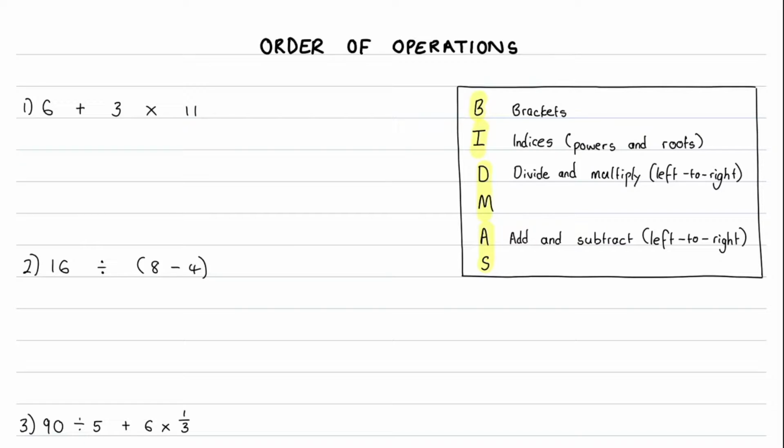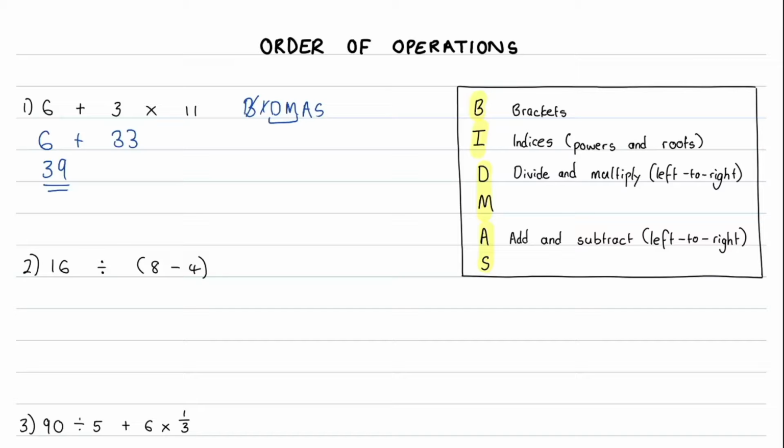So in this first example, we have 6 plus 3 times 11. Now if we think about BIDMAS, we have no brackets, no indices, but we do have some division and multiplication. So we'll do that, 33. And then we've got our addition and subtraction. 6 plus 33 will give us 39 as our final answer.